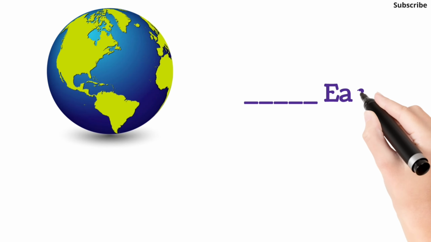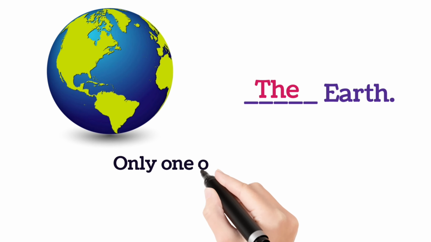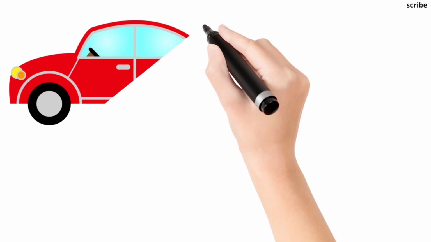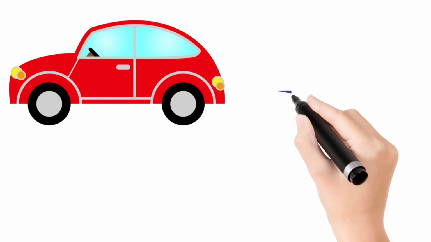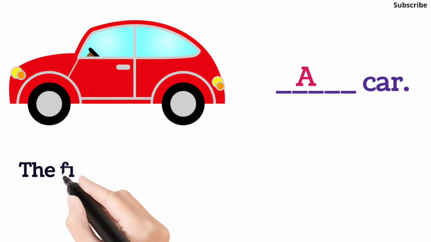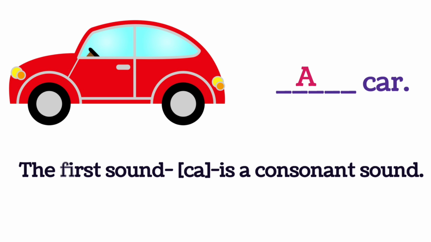Dash earth. The earth. For only one of their kind, we use the, so the earth. Dash car. A car. The first sound k of car is a consonant sound. So a car.